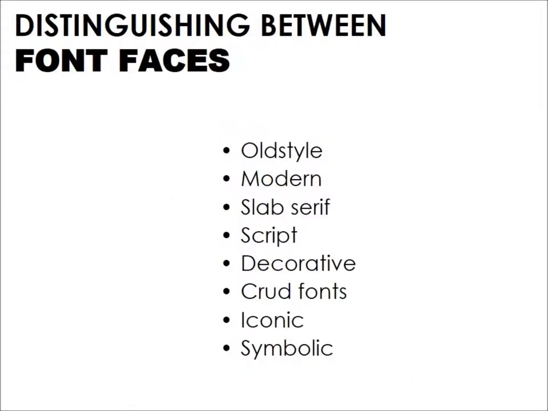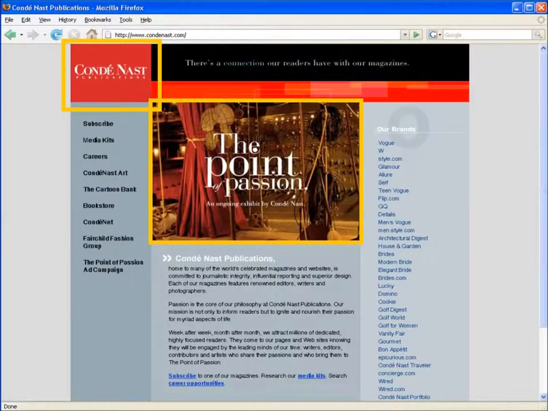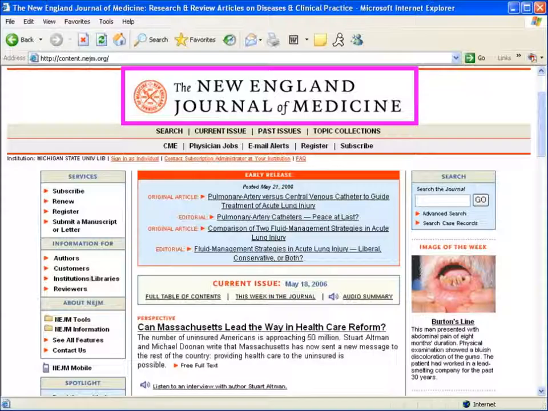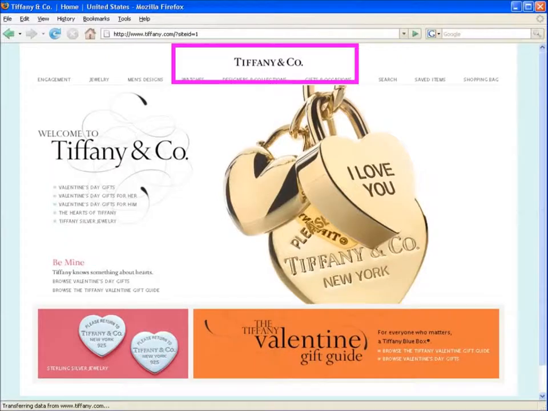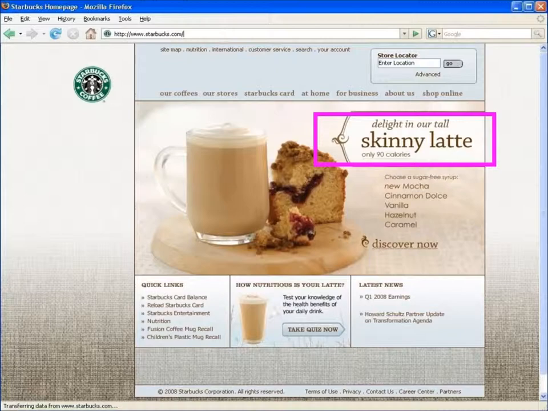Another way to distinguish between fonts is to recognize them for their style or what they do and where they come from. Old style faces are meant to look like the type of text created with old fashioned metal letter presses and include fonts like Garamond, Palatino, and Times New Roman. Condé Nast uses an old style. The New England Journal of Medicine uses an old style, which makes sense. The journal is one of the oldest, longest-standing medical journals in the U.S. This traditional old style font helps establish its credibility. Tiffany & Co. uses an old style for its text treatment. Starbucks used an old style for the Skinny Latte campaign.